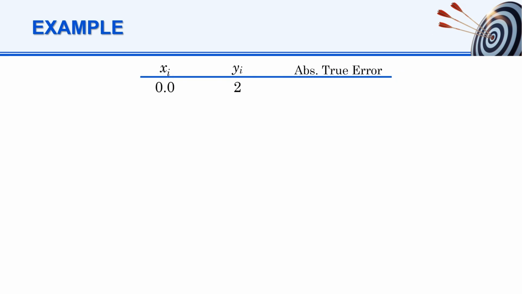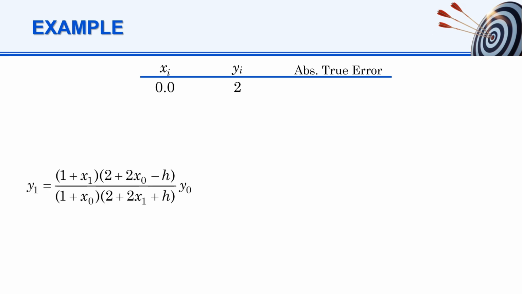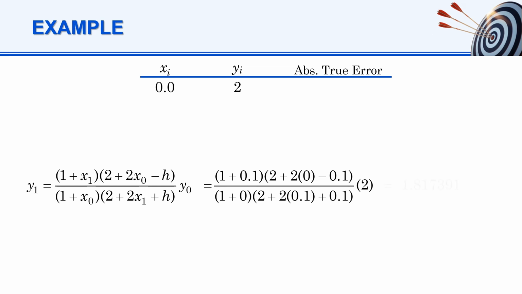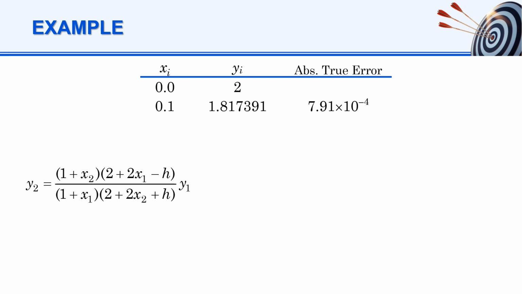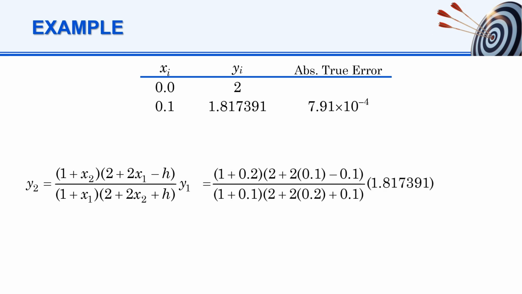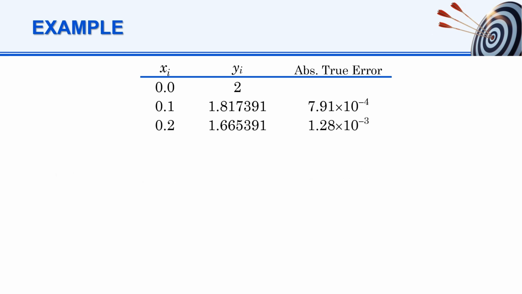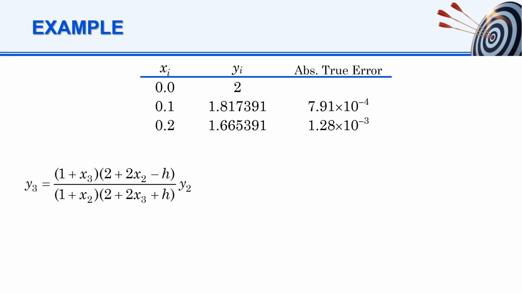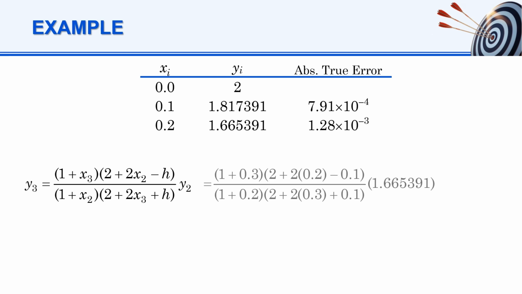The initial value is placed in the solution table that we will establish. The numerical estimate for the current step is found by applying the recursion equation we derived. Evaluating y1 gives 1.817391. Using this value and evaluating y2 gives 1.665391. Using the estimated value of y2 and evaluating y3 gives 1.536889.